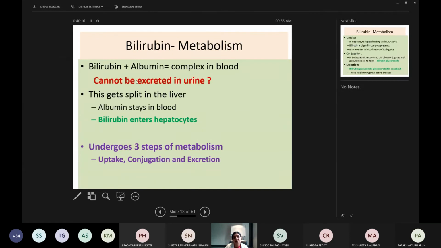Then I will ask one more question. This bilirubin-albumin complex goes to the nephrons also, but we don't find it in the urine, right? Serum bilirubin level is 0.2 to 0.8, that is blood. Urine bilirubin is almost nil. Can you tell me why this complex is not excreted in the urine? Again, apply your logic.